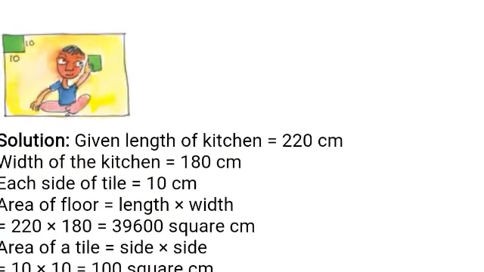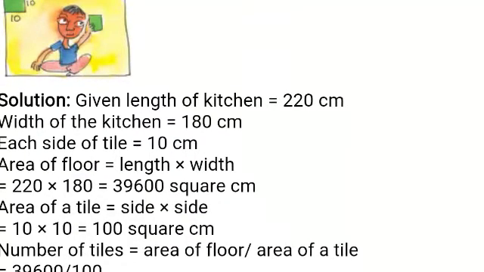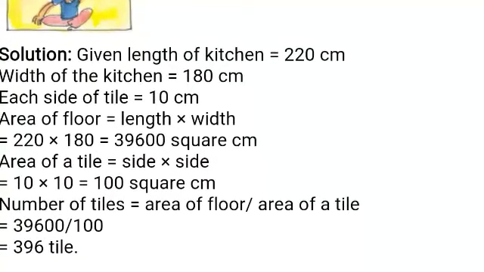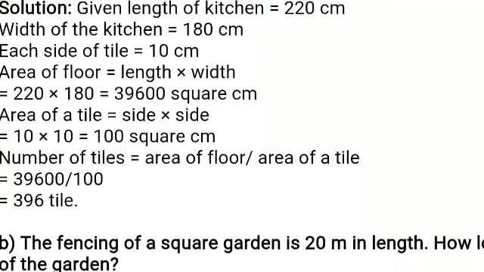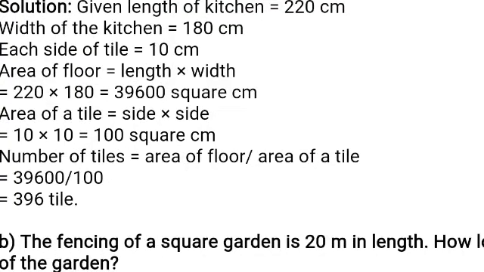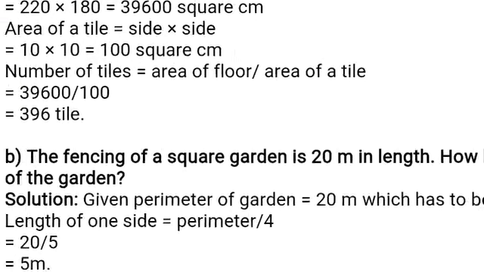Each tile is 10 centimeter in length and in breadth. So total area of the floor is length into breadth, 220 into 180, so the answer is 39600 square centimeter, and one tile is 10 into 10, which is 100 square centimeter. To know how many 100 square centimeter tiles will fit in 39600 square centimeter of the kitchen area, we divide 39600 by 100. It means 396 tiles can be fitted.